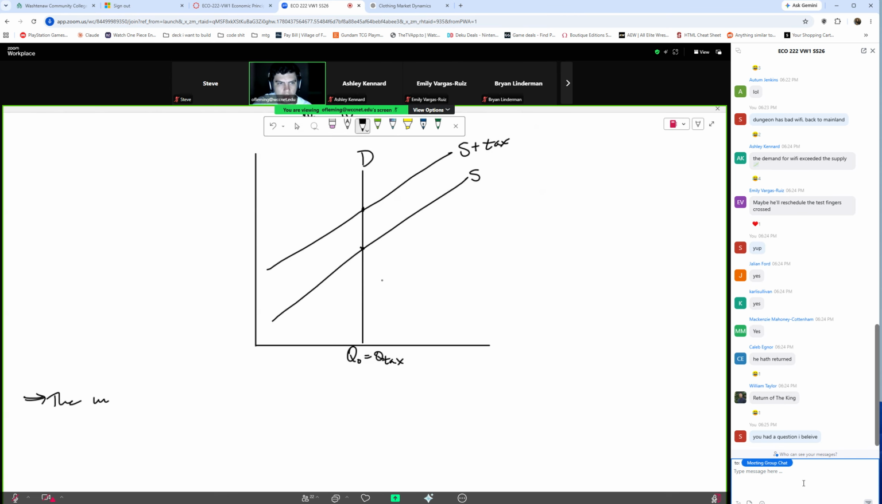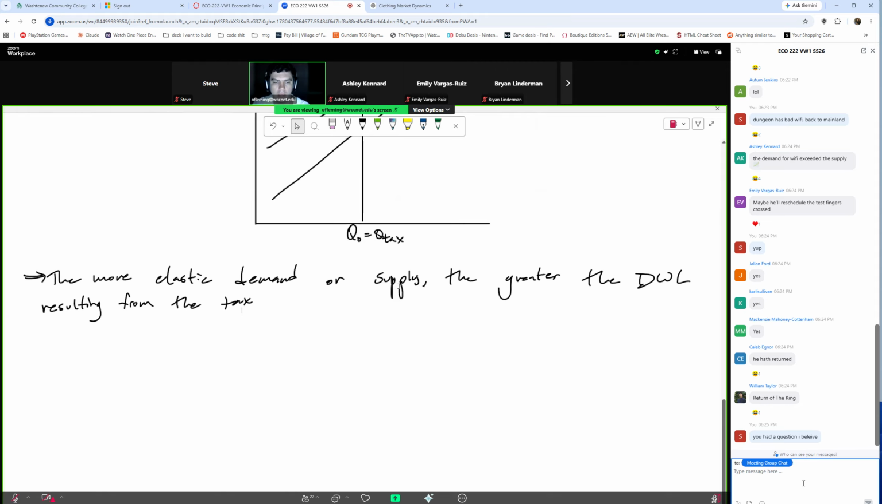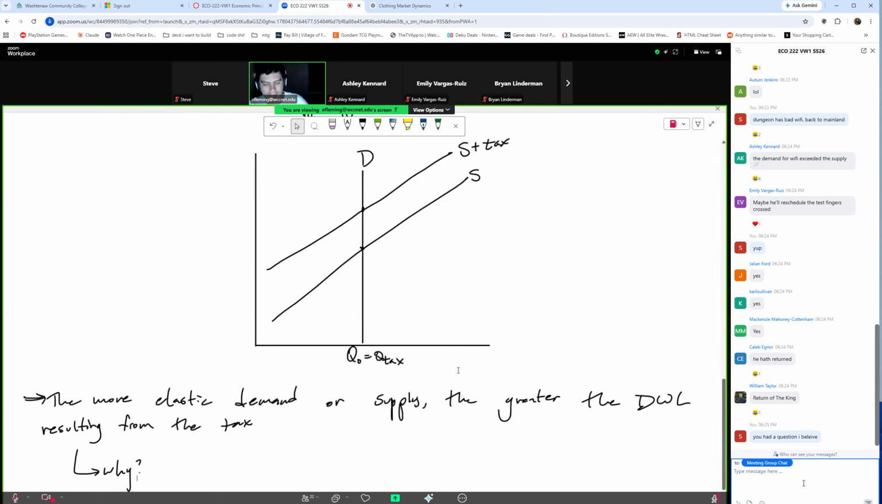elastic demand or supply, the greater the deadweight loss resulting from the tax. Okay. And the reason for this, you can maybe see the intuition here, because if you look at this situation where it's perfectly inelastic, where there's no elasticity, okay, then it's the case that there is no deadweight loss. So as you creep up in terms of elasticity, you're going to get a larger deadweight loss.